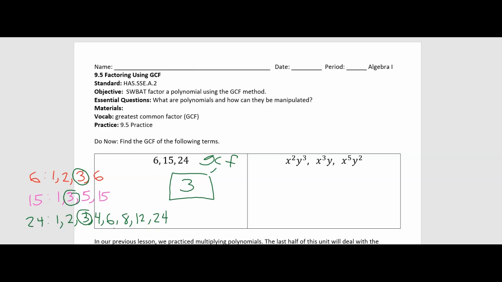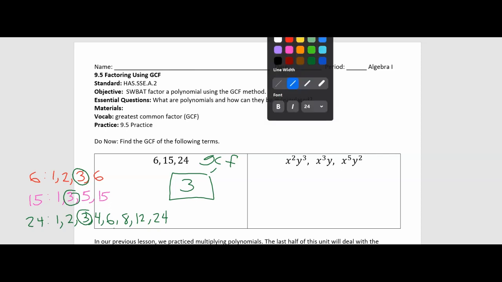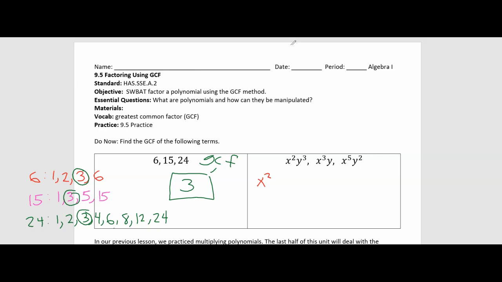But today, we're not only going to do the GCF with numbers, we're going to have to do the GCF with terms that may involve one or multiple variables. So let's do an example here. If I want to list out the factors of these three terms, I've got x squared times y cubed. Well, I've got two x's that I'd multiply together. x times x. I have 3 y's that I want to multiply together. y times y times y.